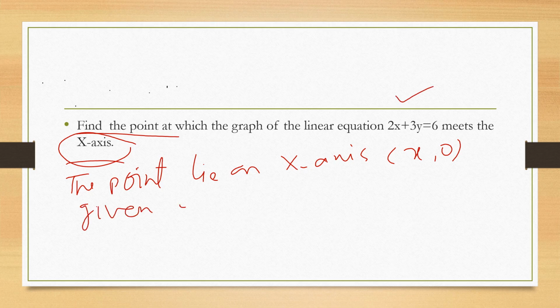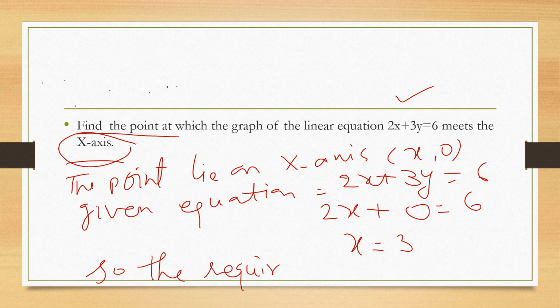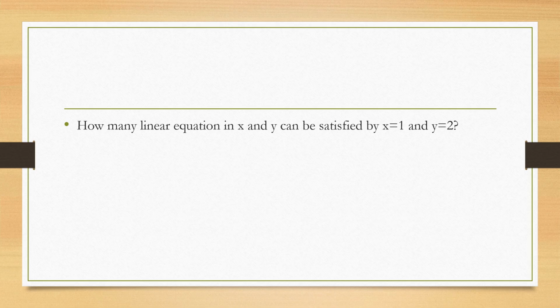So our given equation is 2x plus 3y equals 6. So 2x plus 0 equals 6. x equals 3. So the required point is 3, 0 because y is already fixed. Next question is, how many linear equations in x and y can be satisfied by x equals 1 and y equals 2? Such an interesting question.